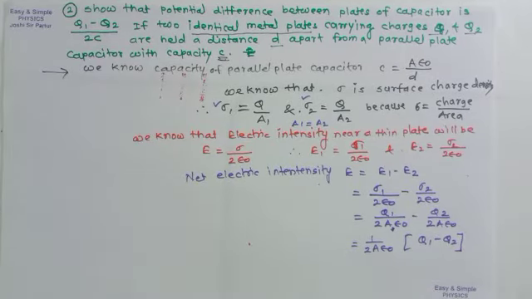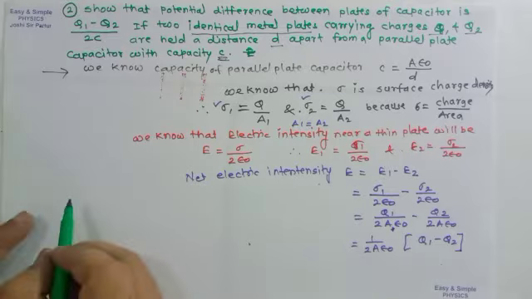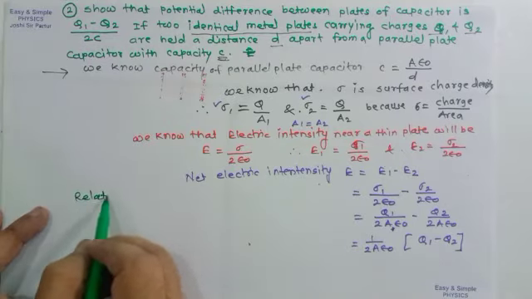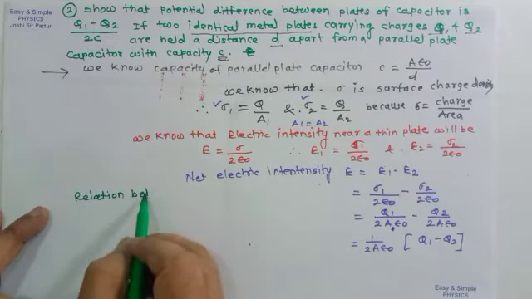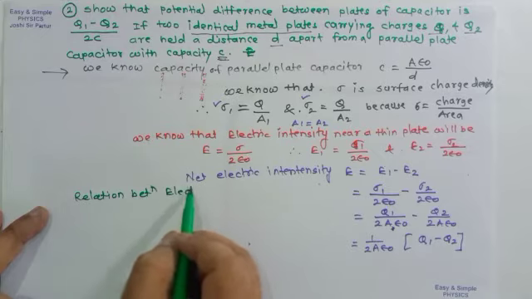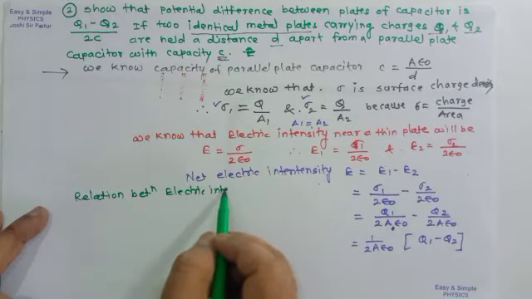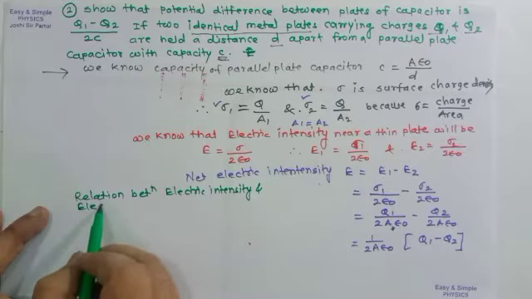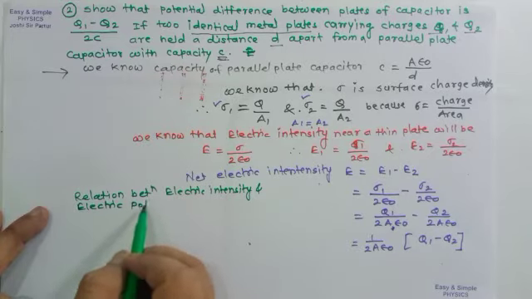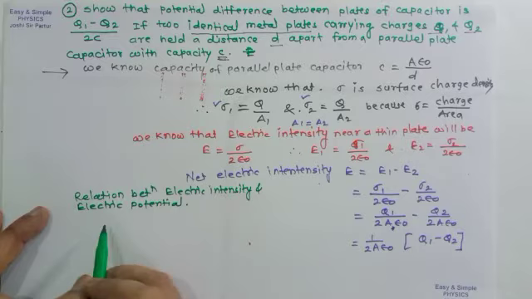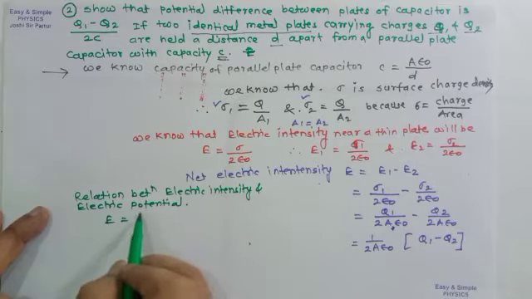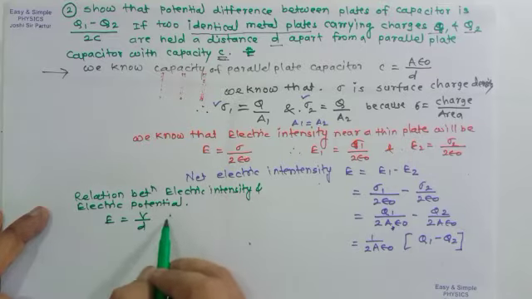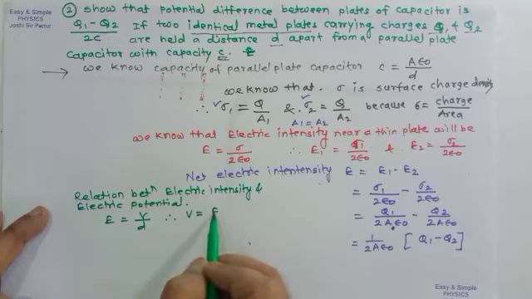So here we know the relation between electric intensity and electric potential: E equal to V upon D, or V equal to E into D.